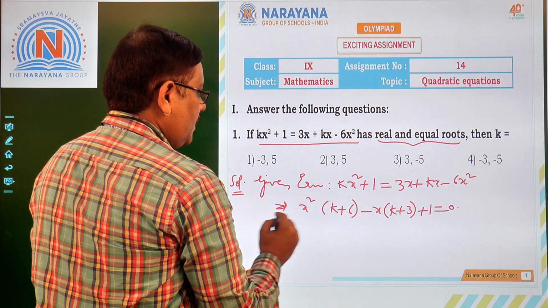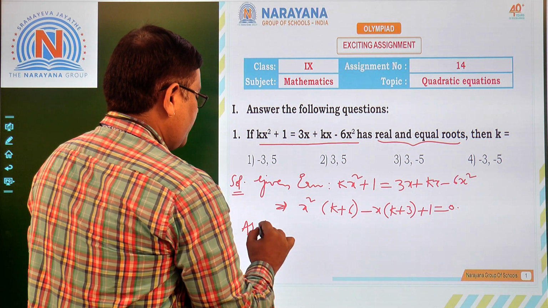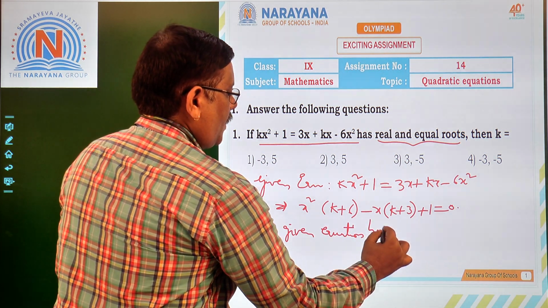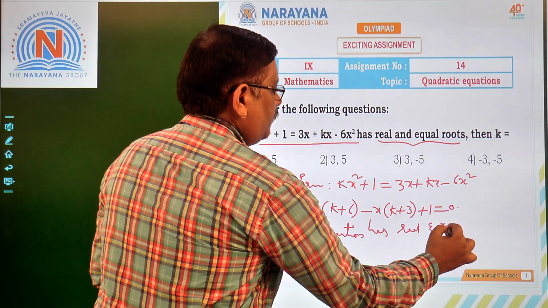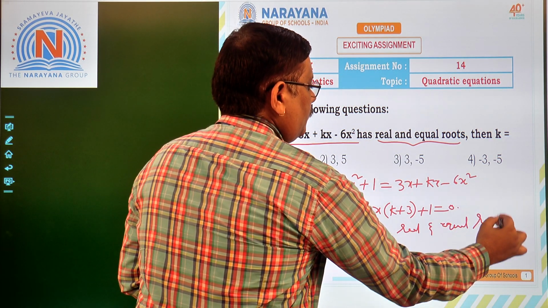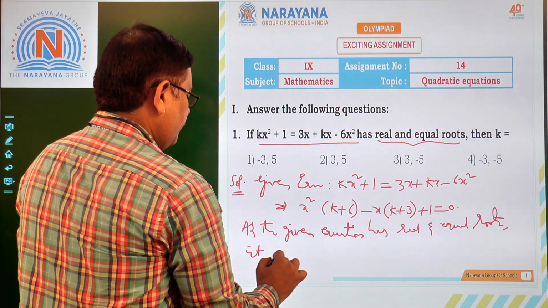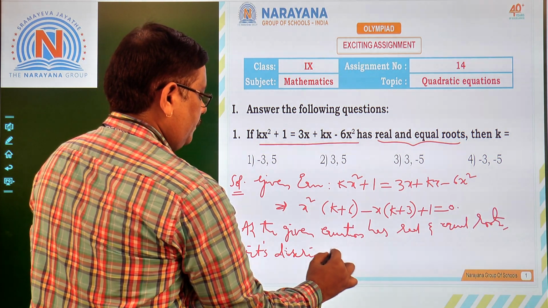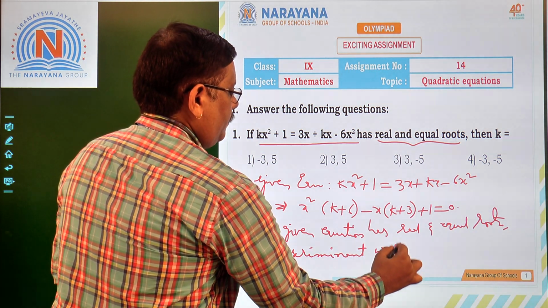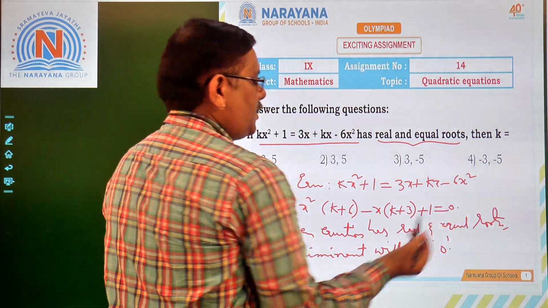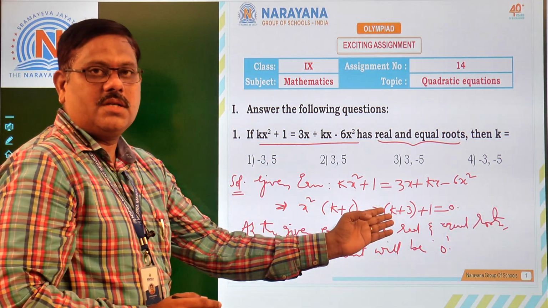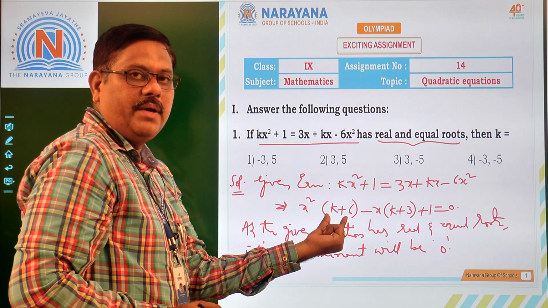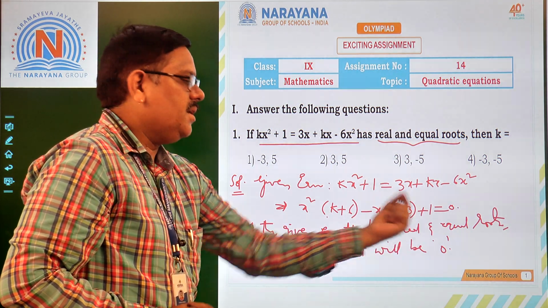Okay. Now as the given equation has real and equal roots, its discriminant will be zero. Its discriminant will be 0. Now let us try to find out its discriminant. Here if you compare this with ax square plus bx plus c equal to 0, a will be k plus 6, b will be minus of k plus 3, c will be 1.